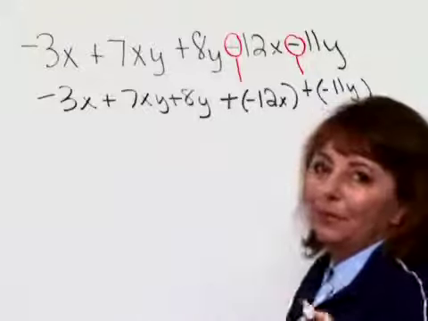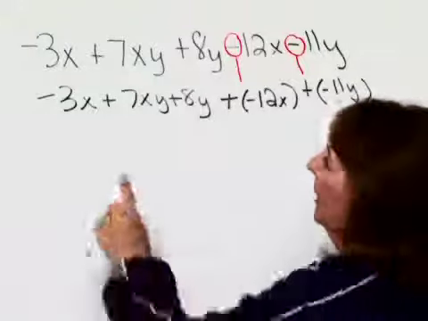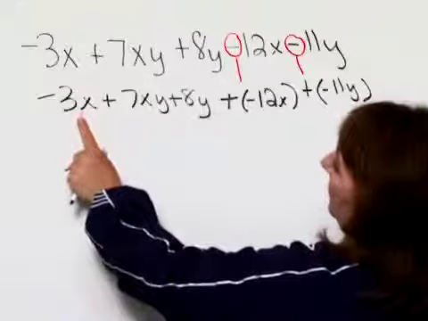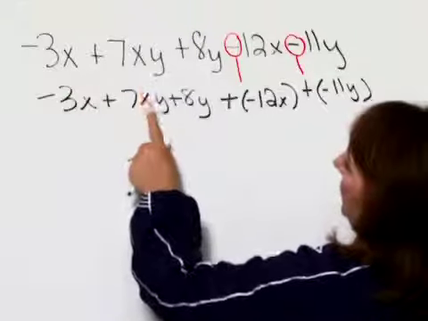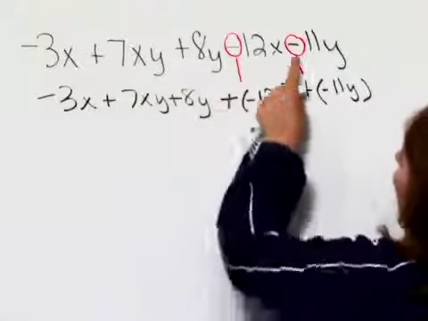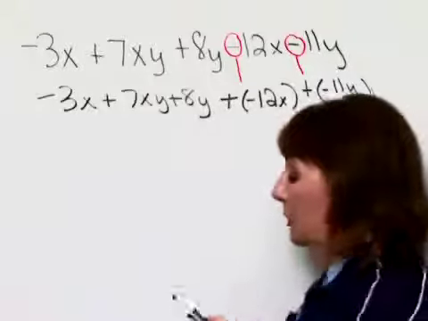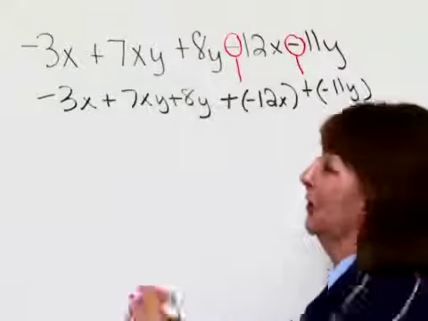Once I complete this step, I like to go back and double check to make sure I copied down each term correctly. I have my negative 3x, 7xy, 8y, add the opposite, add the opposite. Now we're ready to combine like terms. But first we should identify our like terms.